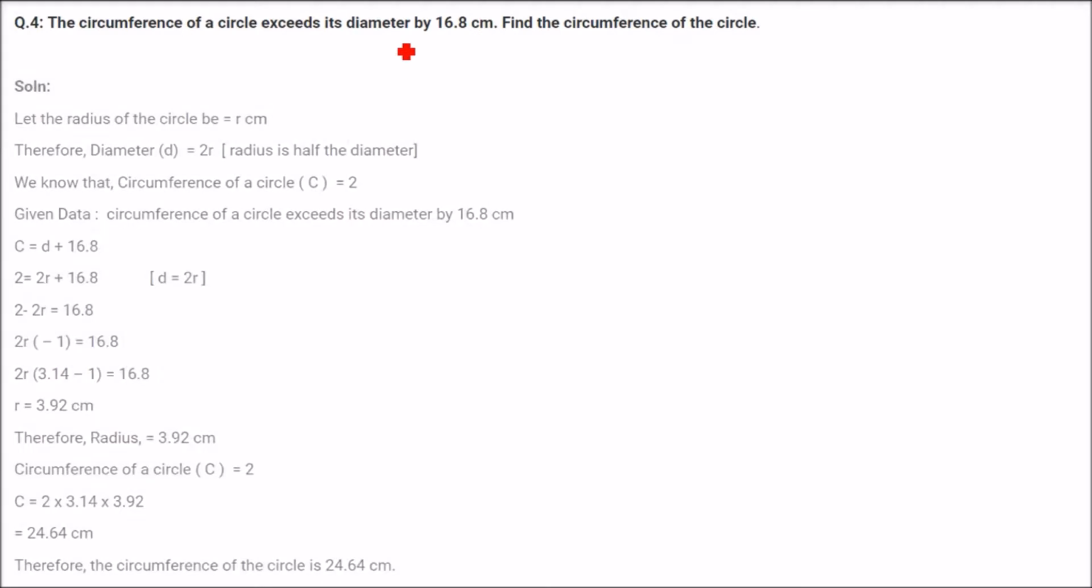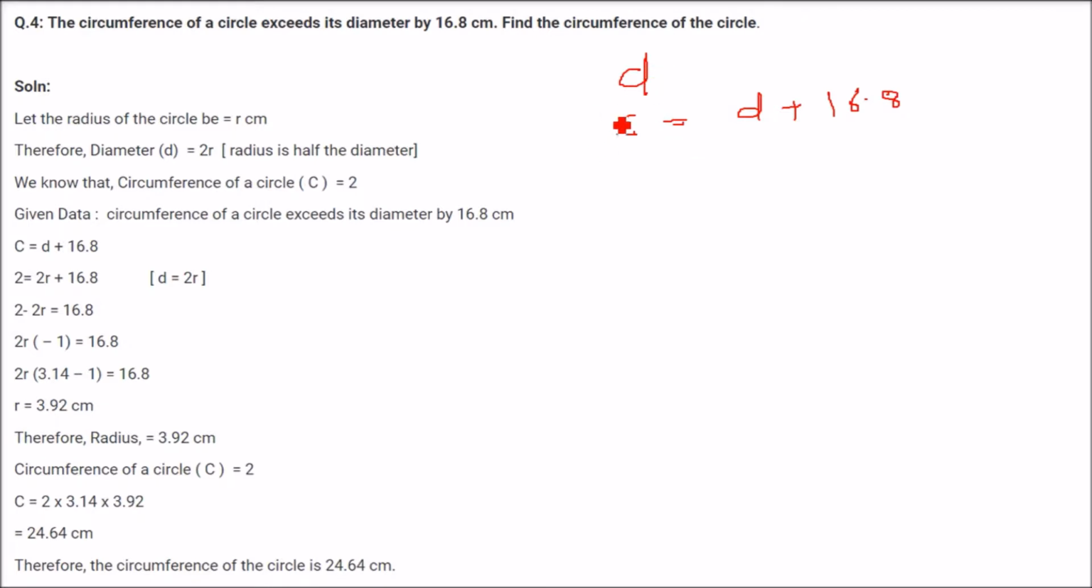The circumference of a circle exceeds its diameter by 16.8 centimeter. Find the circumference of the circle. So the circumference of a circle exceeds its diameter by 16.8. That is, if the diameter is, say, d, then the circumference will be d plus 16.8.